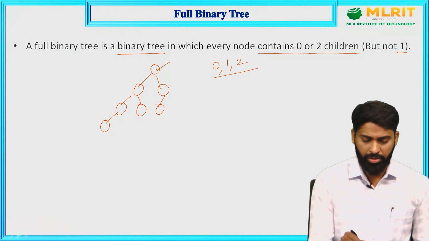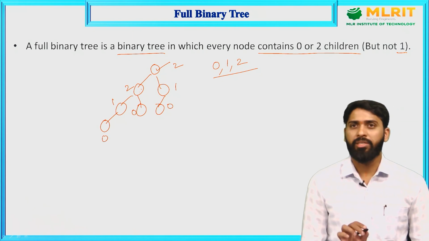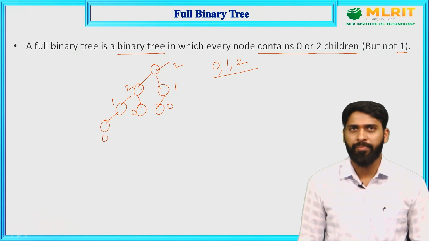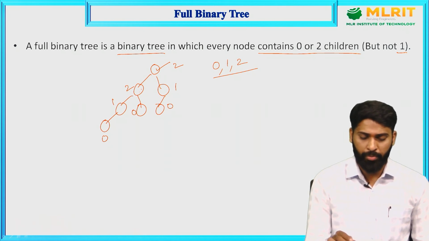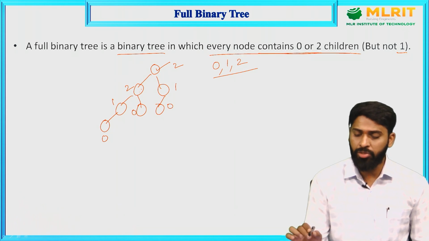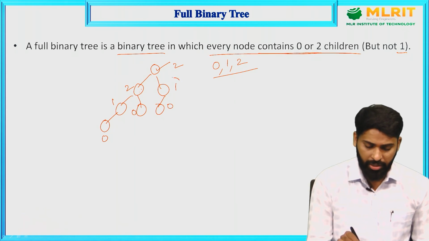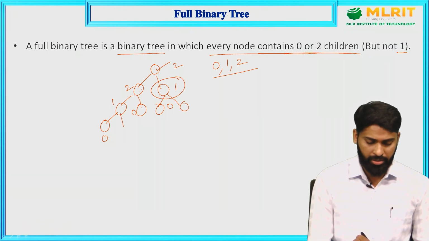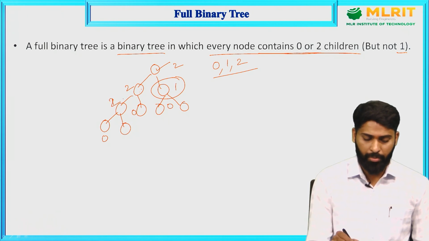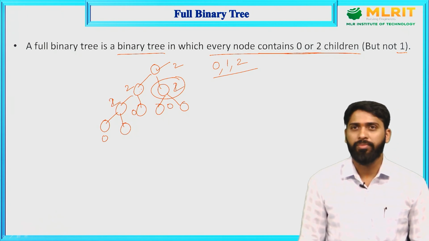Now, for this node the number of children is 2. For this node 2 children, here 1, here 1, 0, 0, 0. It satisfies the properties of a binary tree, but it is not a full binary tree. Why? The property of a full binary tree is every node contains 0 or 2 children. Here it has 1 child. If this tree is like this, then the number of children is 2 or 0. Now this tree we call a full binary tree.